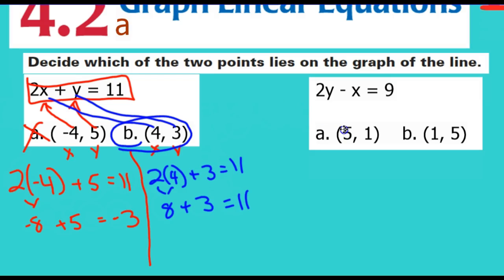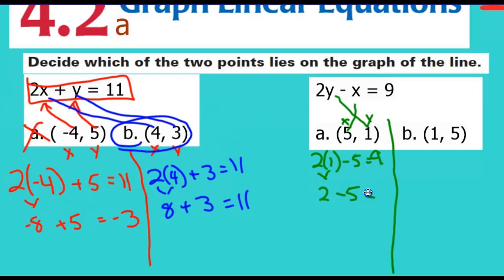Again, over here we have x and we have y. So 5 is going to go for the x, and 1 is going to go for the y. So 2 times 1 minus 5 equals 9. 2 times 1 is 2, minus 5 gives us a -3, so we know that A doesn't work.